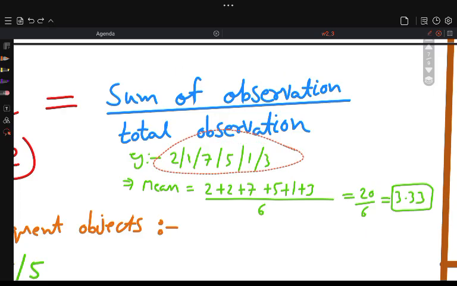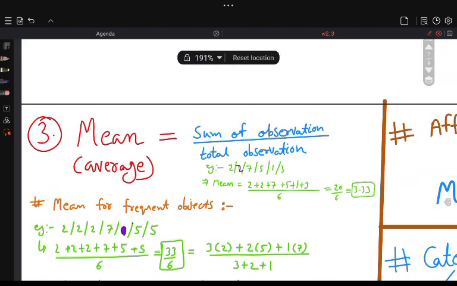These are the elements of the data. So first we will add all of them: 2 plus 2 plus 2 plus 7 plus 5 plus 2, all the observations are added, sum of observations. And the total observations, how many elements are there. The total number of elements is 6, so 20 by 6, that is 3.33, is the average for this case.